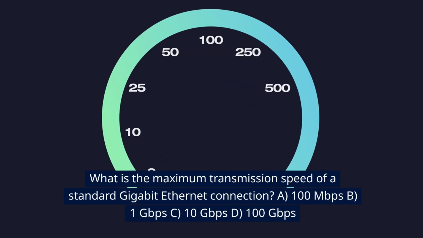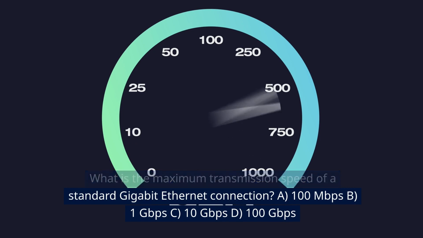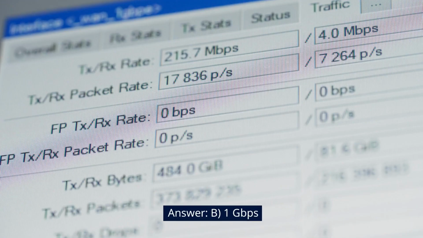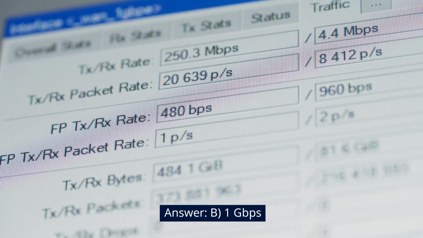What is the maximum transmission speed of a standard gigabit Ethernet connection? A. 100 megabits per second. B. 1 gigabit per second. C. 10 gigabits per second. D. 100 gigabits per second. Answer: B. 1 gigabit per second.